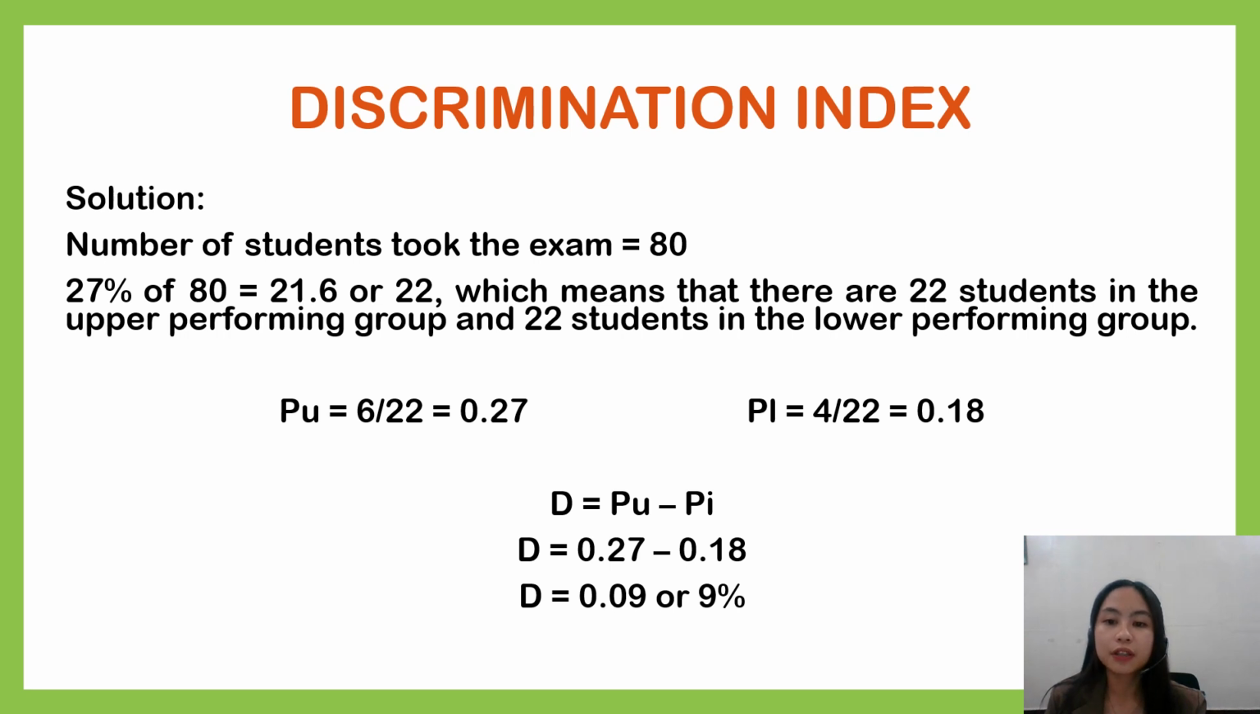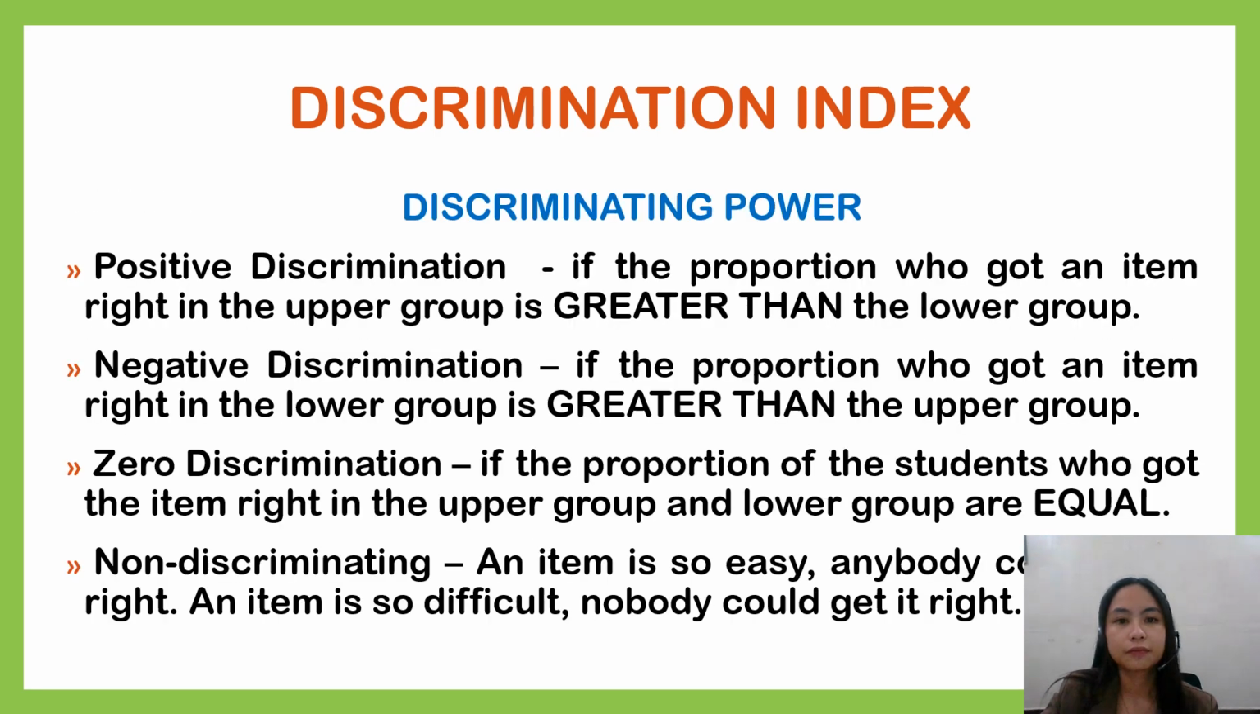Now, since we have already the difficulty index from each group, from lower and upper group, isa-subtract na natin sila to get the discrimination index. So, discrimination index is equal to 0.27 minus 0.18. So, the discrimination index is equal to 0.09 or 9%. Ayan. Sige, next. Dito naman tayo sa discriminating power.